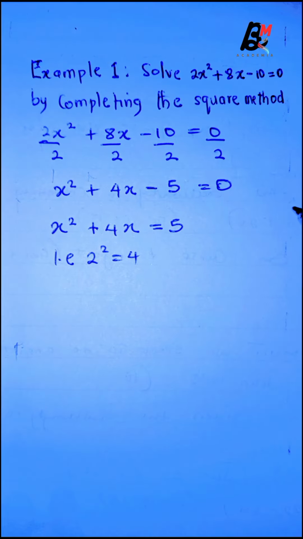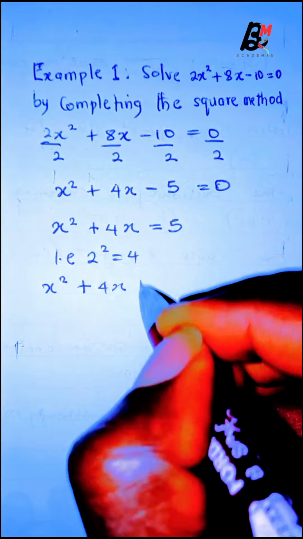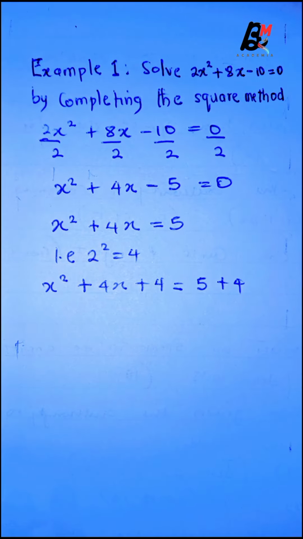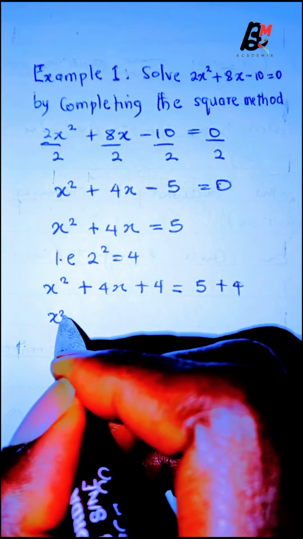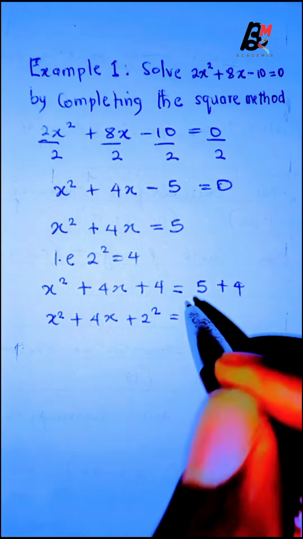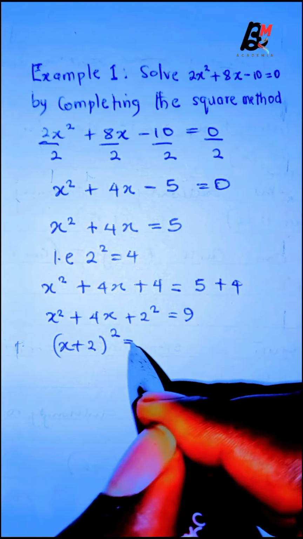So adding 4 to both sides, we have x square plus 4x plus 4 is equal to 5 plus 4. So the next step is to rewrite the left side of the equation as a perfect square. So we have x square plus 4x plus 2 square is equal to 9. So just taking this and this, we're going to have x plus 2 all square is equal to 9.